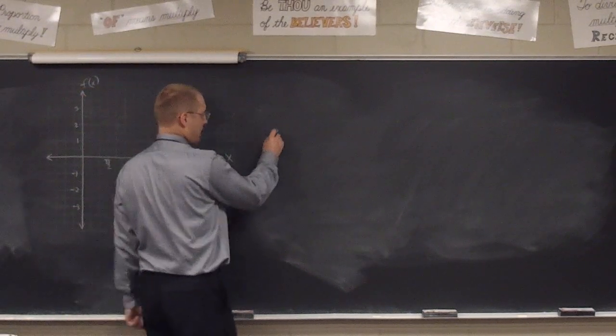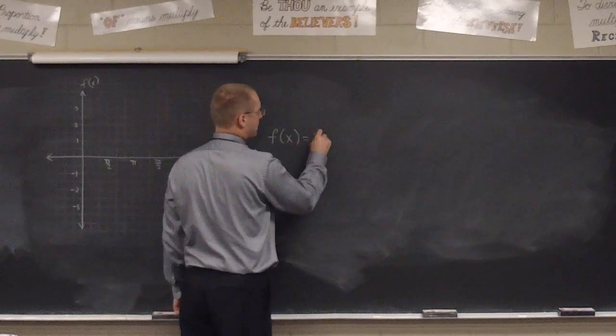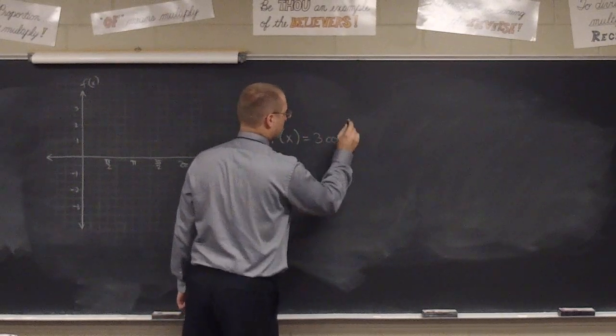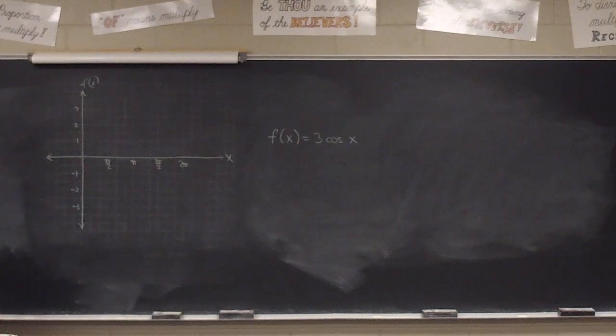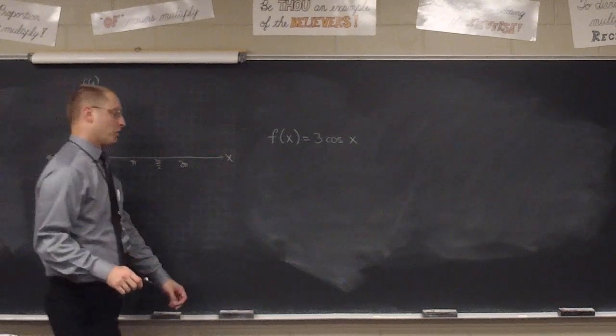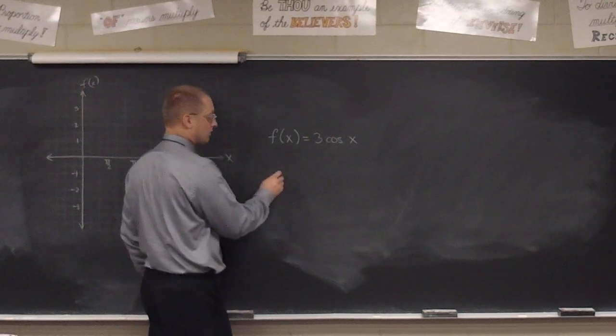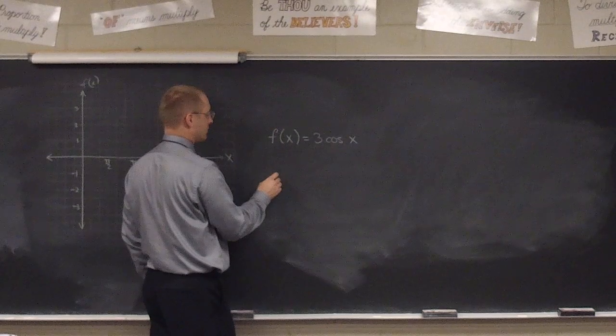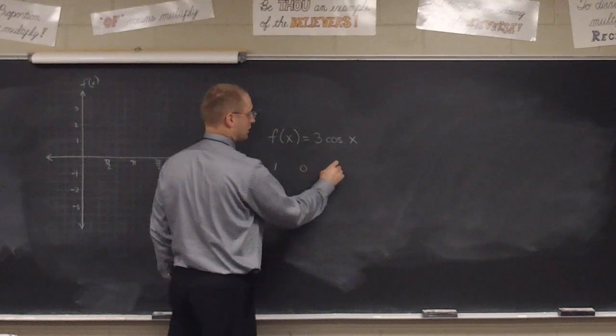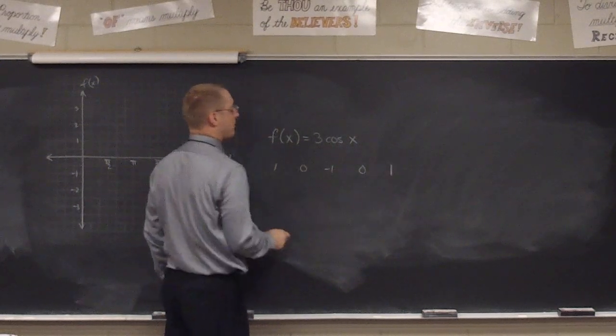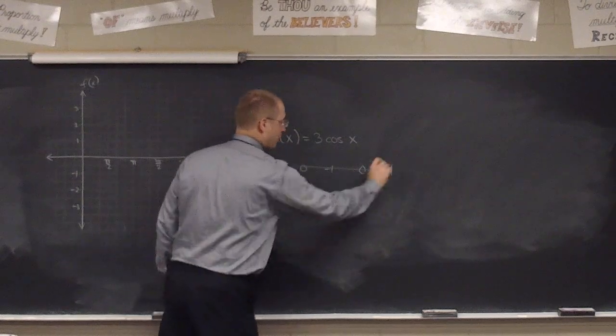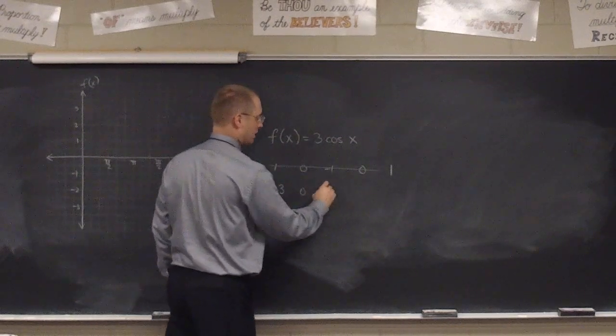And let's do f of x equals 3 cosine x. F of x equals 3 cosine x. Well, what are my normal key points, class? For cosine, 1, 0, negative 1, 0, 1. But I'm going to multiply all of them by 3, so instead we're going with 3, 0, negative 3, 0, 3.